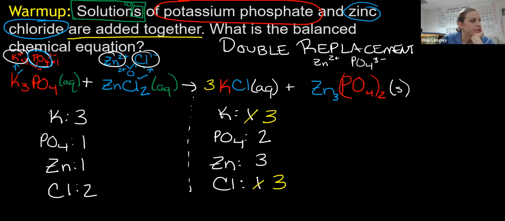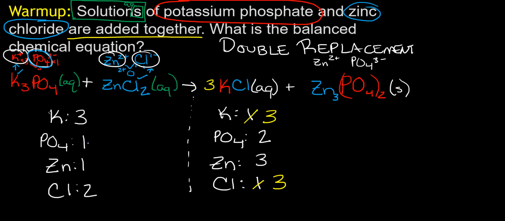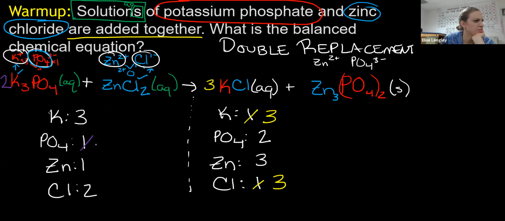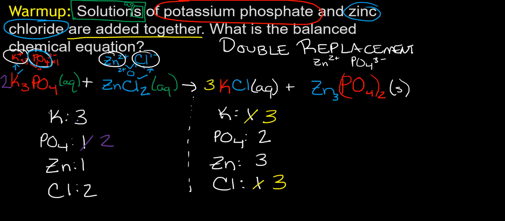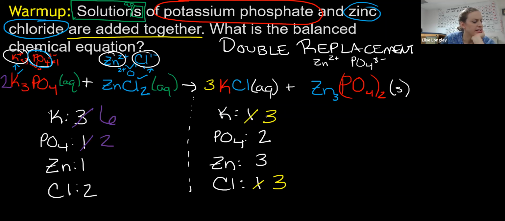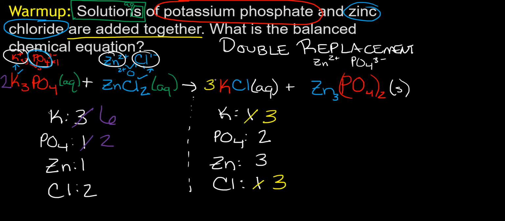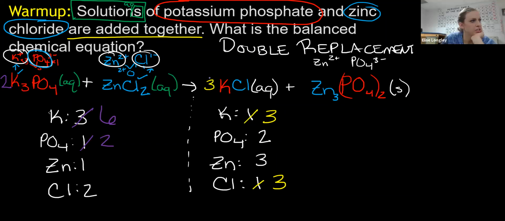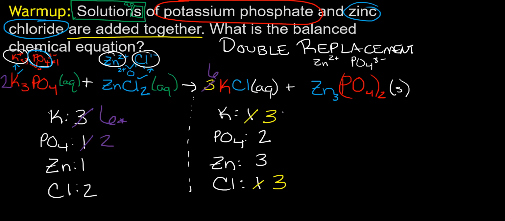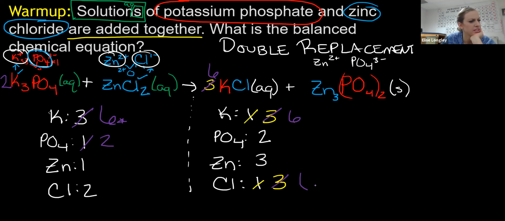All right, Trisha, what next? You need 2 PO4s. Yep, so I put a 2 here, so that gives me my 2 PO4s, but what does that do to potassium? It becomes 6. So now what do we need to do to this one? We need to change it, because it already has a number in front of it. So instead of 3, what does our coefficient need to be? 6. So we're going to make this 6 instead, and we're going to say 6 potassiums and 6 chlorines.